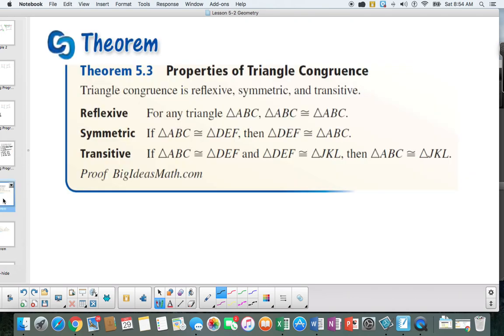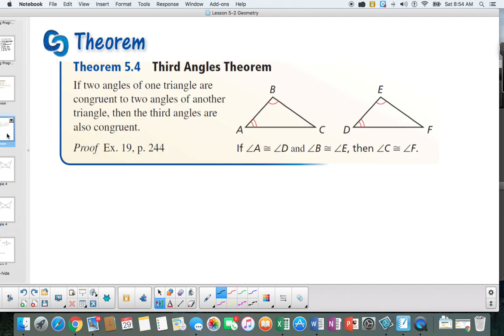All right, these are the properties of triangle congruence. A triangle is congruent to itself. It has a symmetric property, and it has a transitive property. Third angles theorem: if 2 angles of one triangle are congruent to 2 angles of another, then the third angles are congruent. Let's go and see if this makes sense to us.